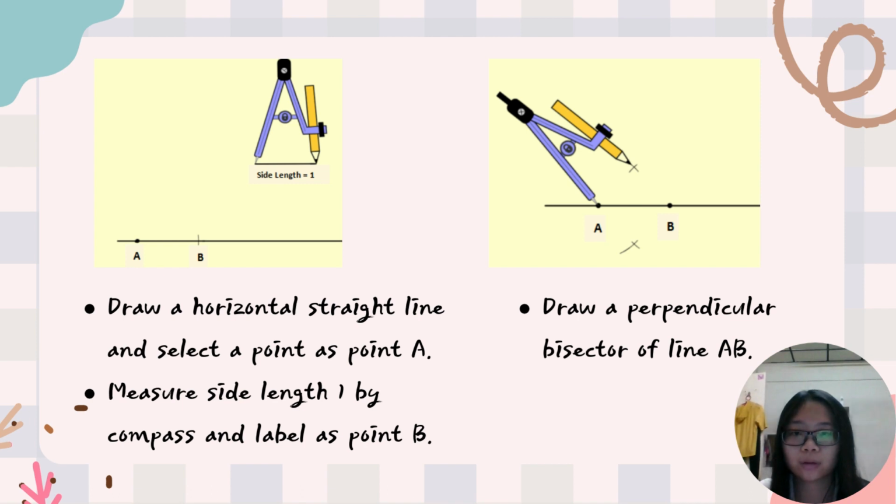Next, we draw a perpendicular bisector of line AB. The length of the compass must be greater than half of the length of line AB. Then we draw with a compass at the center point A and B and obtain the intersection point as in the second picture. Now you can draw a straight line that connects the 2 intersection points.